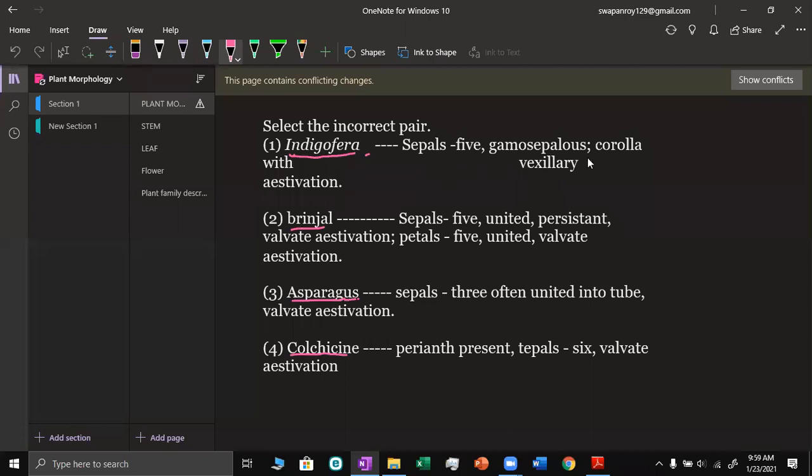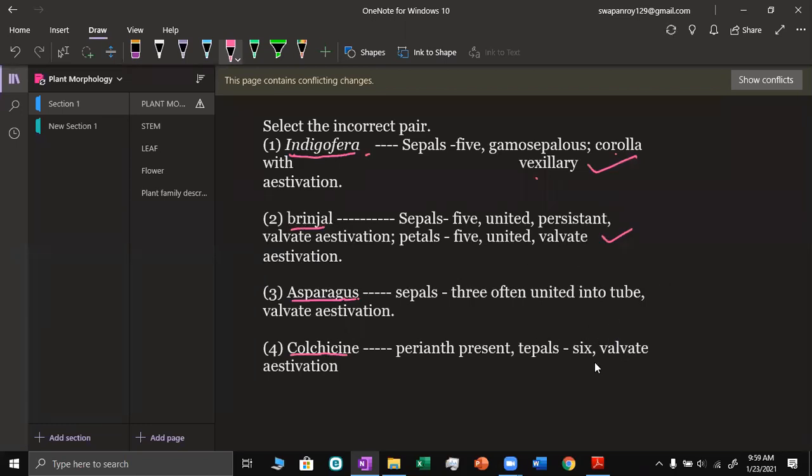Indigofera, sepals 5, gamosepalous, corolla with vexillary aestivation. Sepals 5, gamosepalous, corolla with vexillary aestivation. This is the correct option. Brinjal, sepals 5 united, persistent, valvate aestivation. Yes. Petals 5 united, valvate. This is also correct because this is the characteristic of Solanaceae.